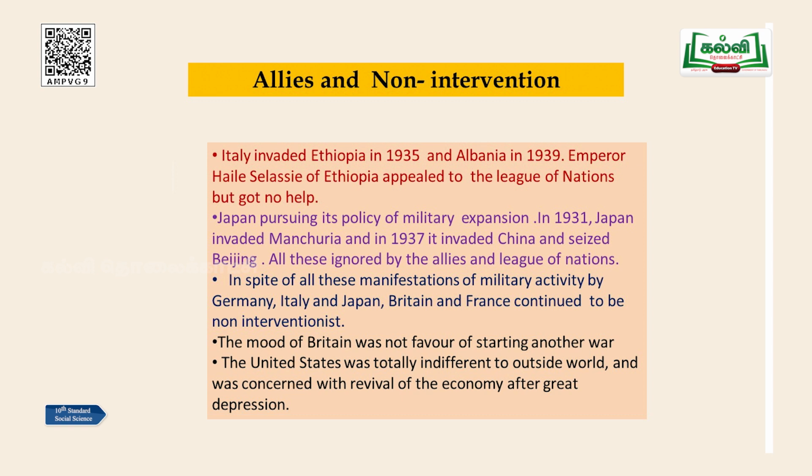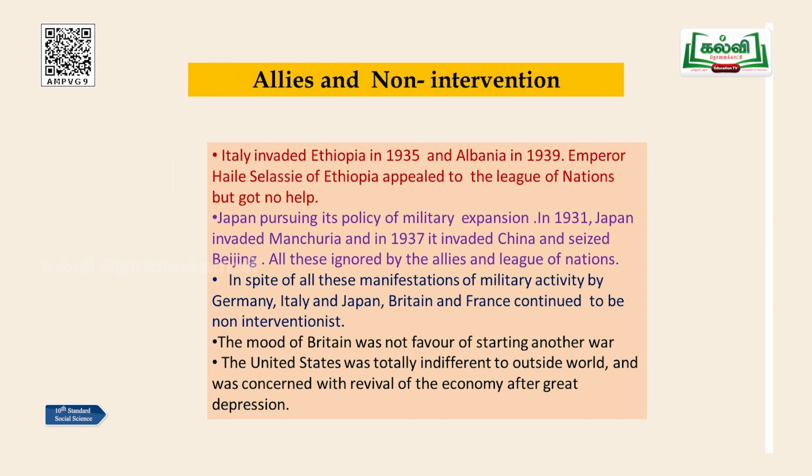The Allies also ignored this. Those countries were acting against the League of Nations, but the League of Nations did not take any timely action. Then, in spite of all these manifestations of military activity by Germany, Italy and Japan, Britain and France continued to be non-interventionist. They did not want to bother about what was happening around them. The reason behind it: Britain did not want one more war. They were not in favor of war. So that is the major reason they followed a non-intervention attitude.